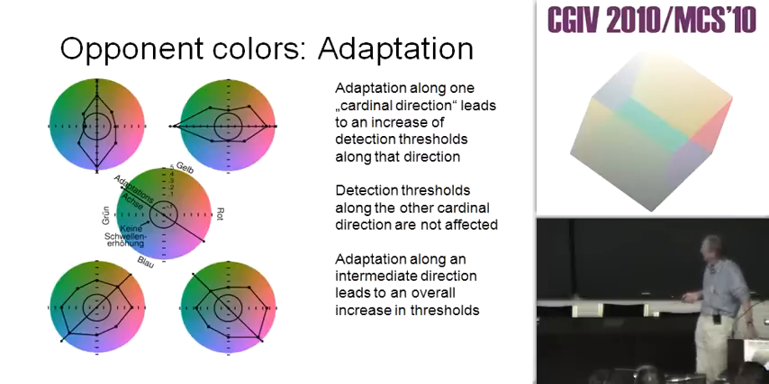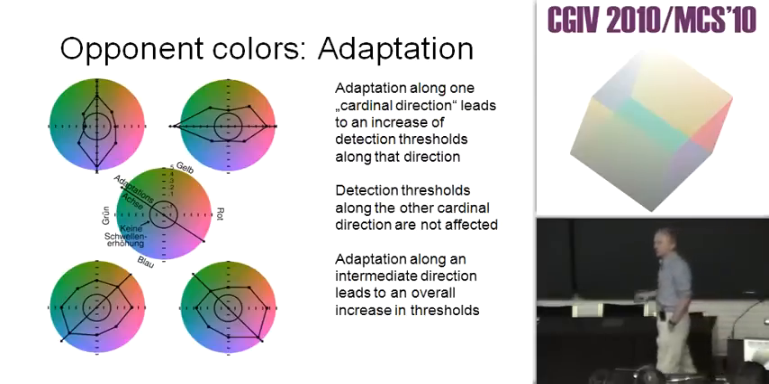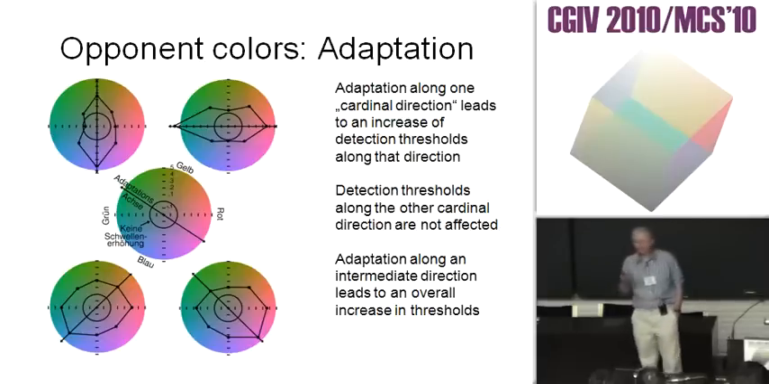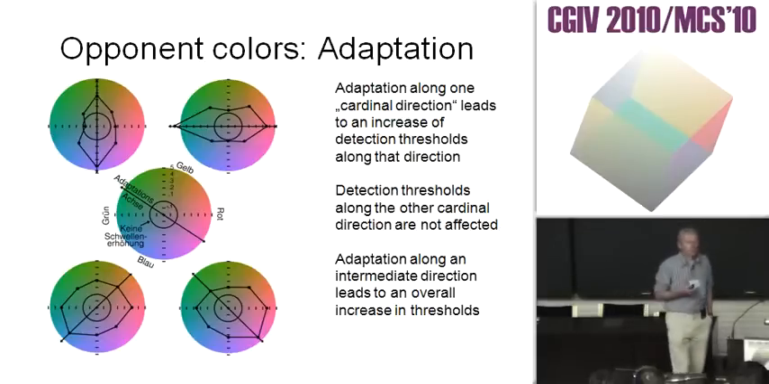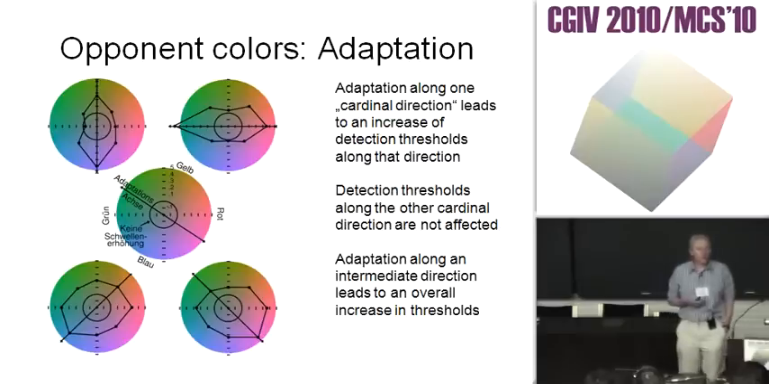Here are some experiments that John Krauskopf and colleagues did on adaptation. Adaptation is a psychophysical method to figure out what channels are used, or to possibly figure out what channels are used by the visual system to convey information to visual cortex.